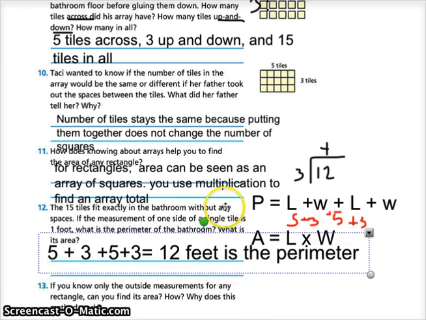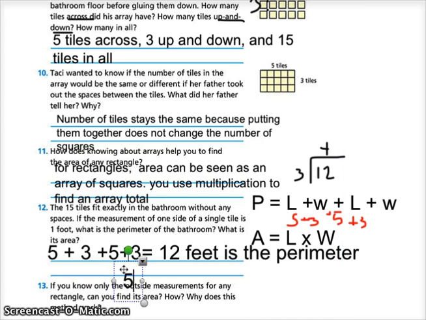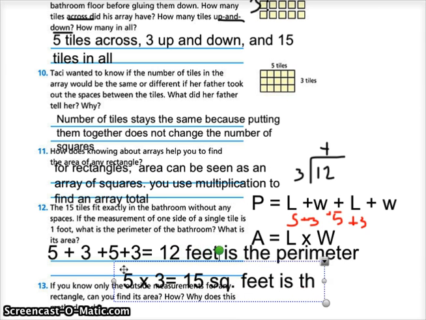Area, I know, is length times width, so that would be 5 times 3 equals 15. And remember, we label this square, so this would be square feet is the area.